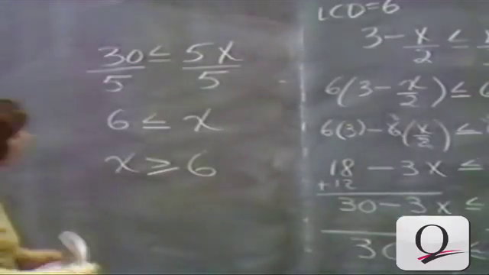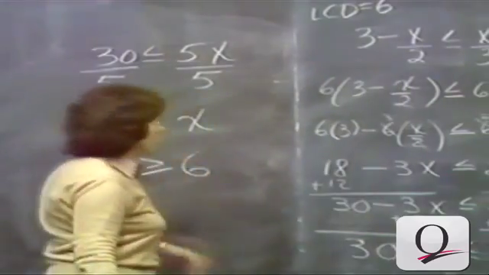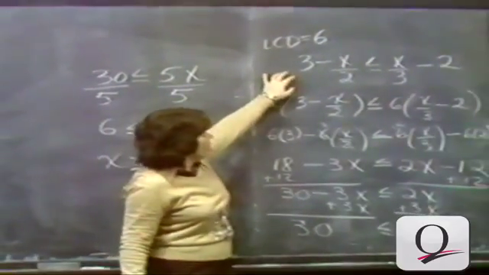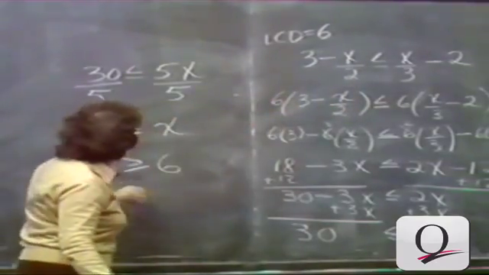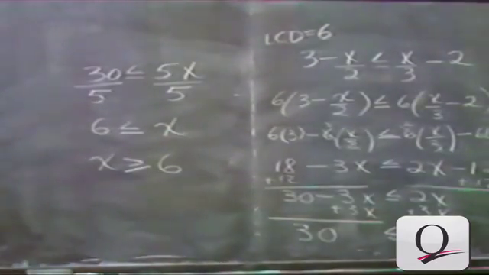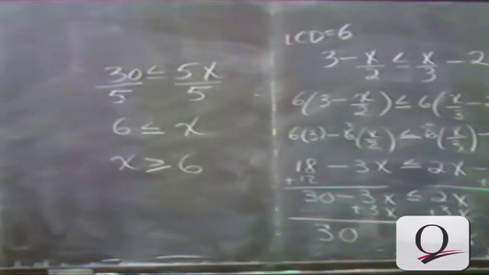In other words, where are those values that make this original inequality a true statement? The original inequality up here. You can plug in any value 6 or greater, and it will make the original inequality a true statement. If you try values that are less than 6, it will not be true.